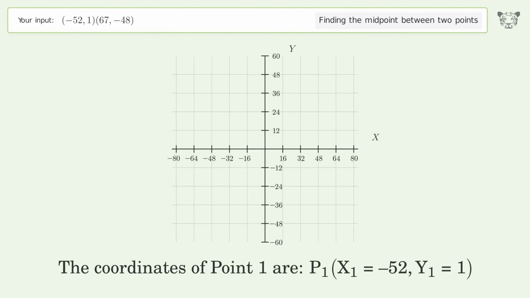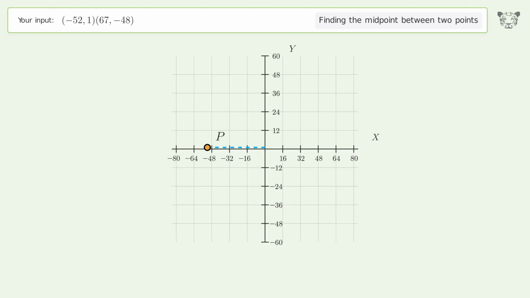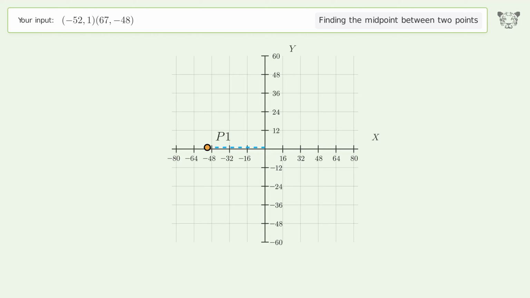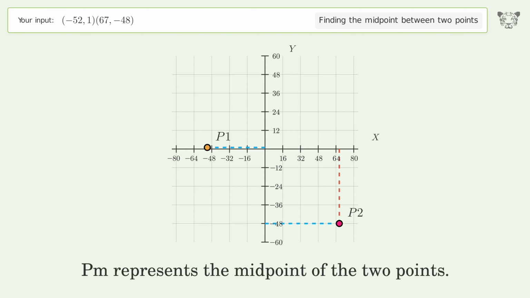The coordinates of point 1 are x1 equals negative 52, y1 equals 1. The coordinates of point 2 are x2 equals 67, y2 equals negative 48. PM represents the midpoint of the 2 points.